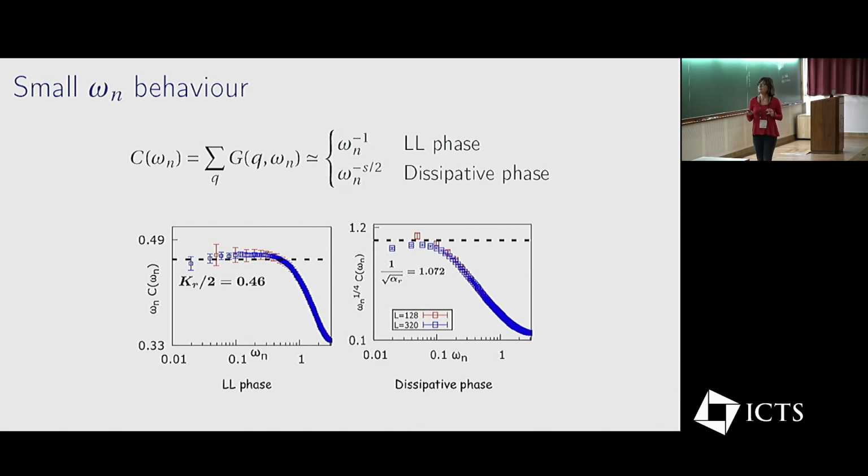Now, in order to understand the small omega dependence, we have considered this quantity. In the Luttinger liquid phase, you expect that it diverges at small omega as omega to the -1, or omega to the minus s over 2 in the dissipative phase. And this is what you have seen numerically in this plot. We have multiplied this quantity by omega to the power 1/4 because I forgot to say, sorry, that these simulations are done for a subohmic bath with s equal to 0.5. And here again, you see that at small omega, it converges towards a constant.